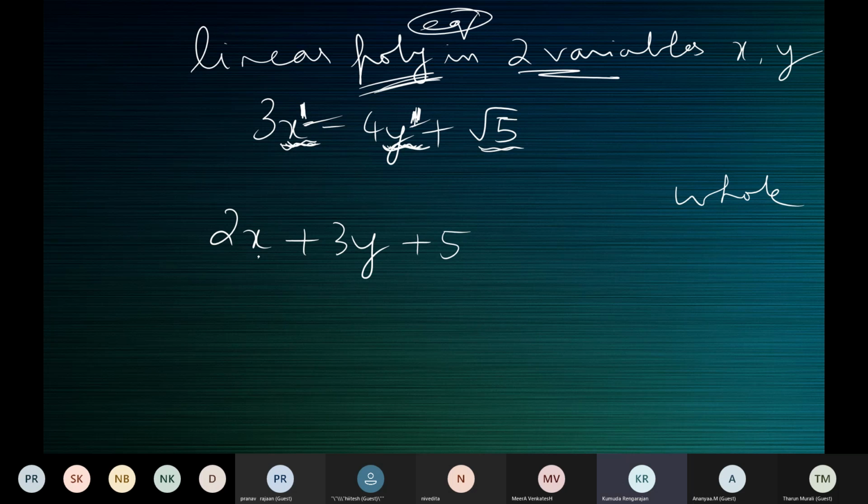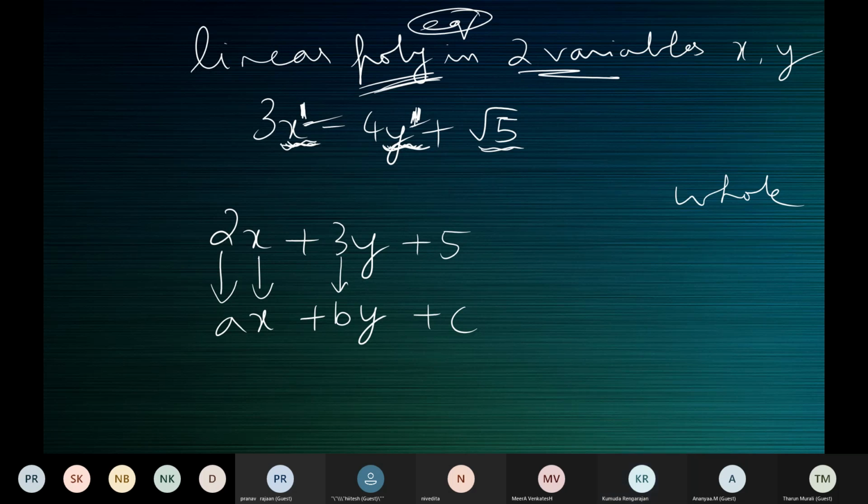Let's generalize this. So x is the variable. You cannot write x as something else. x is x, but this 2 can be any number. So a, plus this can be b, and this y is a variable as it is, plus c. So ax plus by plus c is a standard form of a linear polynomial in two variables x and y. There are conditions. I didn't tell you the conditions.